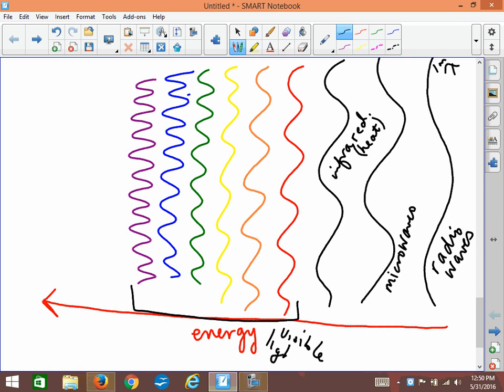Now, technically, all these things are light. Radio waves are light too, but they're the wrong frequency or the wrong wavelength for our eyes to detect. But they are really the same thing.